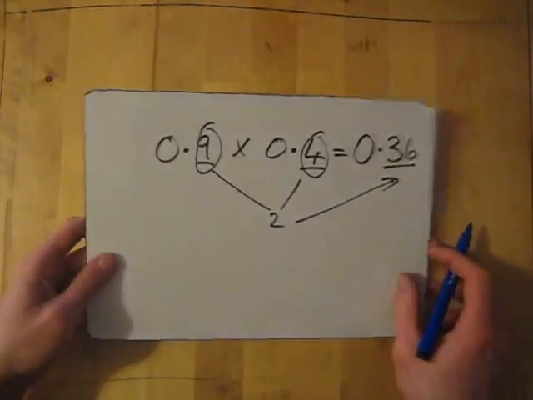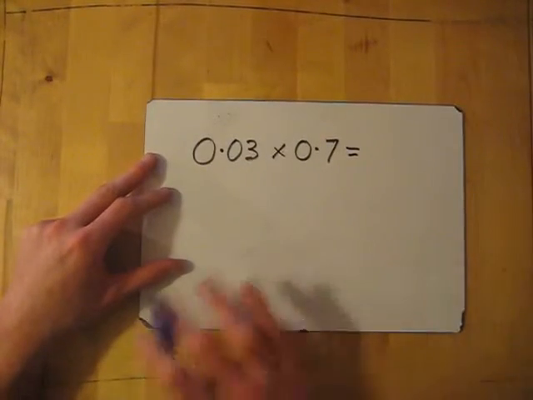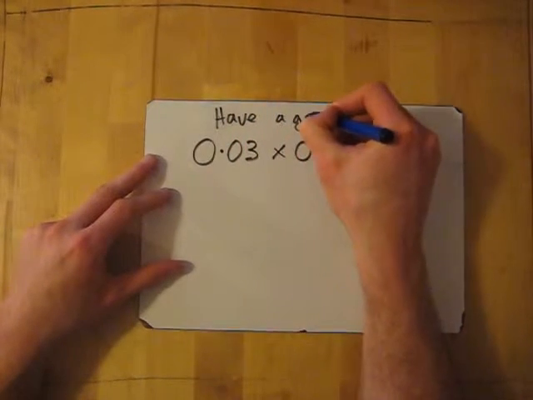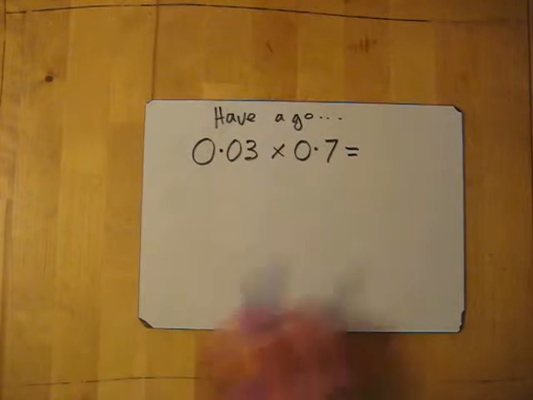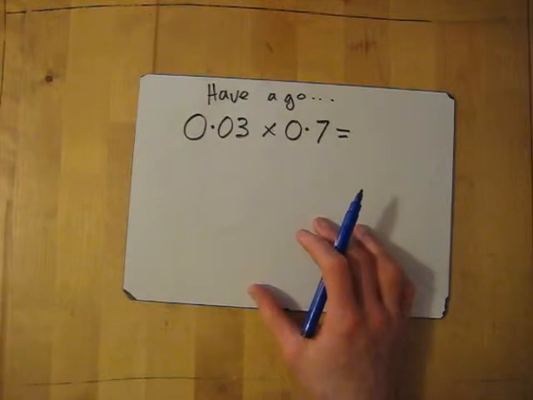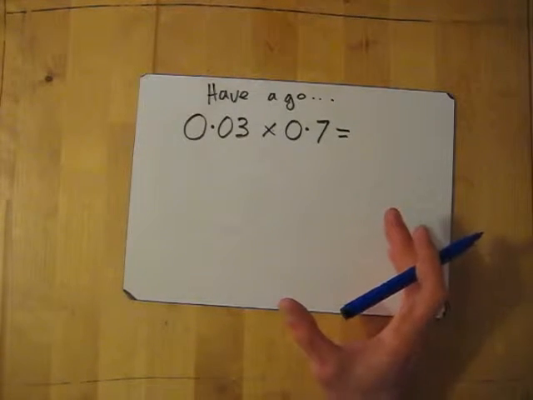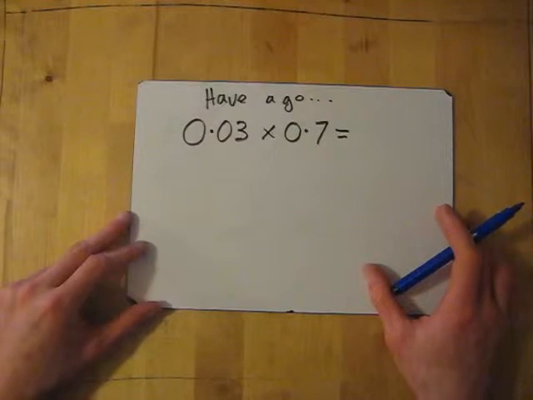Okay, simple. Let's try one more. This one, again, exact same thing, forget about decimals. So this one is a have a go. So 0.03 times 0.7. So remember, forget about decimals, do it. How many decimal places are in the question? That's how many you need in the answer. So have a little go. Pause this, I'll go through it in 3 seconds.